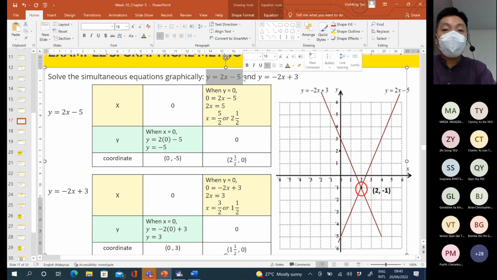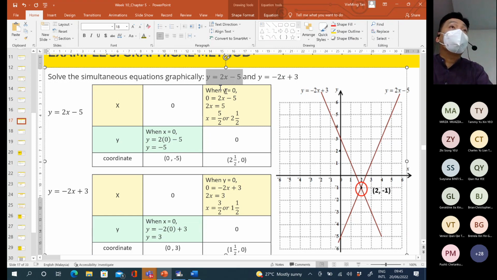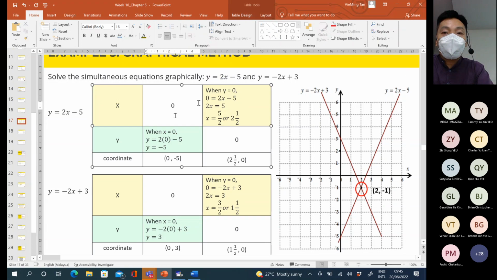The first step is we have to assume x value for this line is equal to 0. So if x is equal to 0, that means y is equal to -5. So the first point is 0, -5. Step 2, we have to assume y is equal to 0. So x is equal to +5/2. So the second coordinate is 2.5, 0.